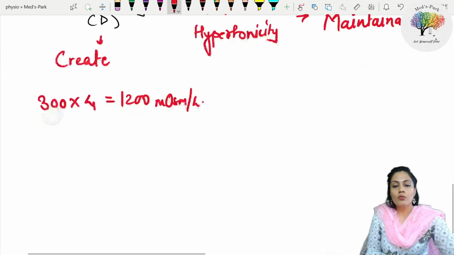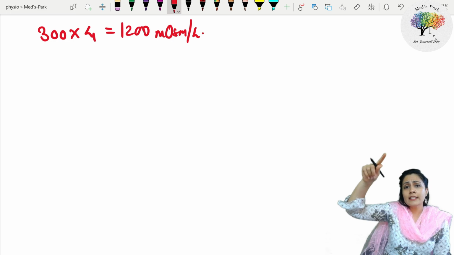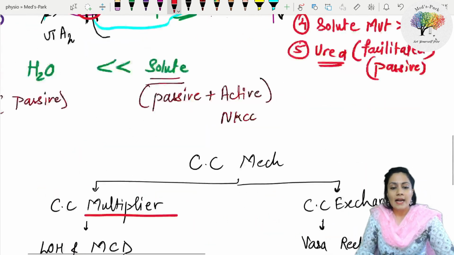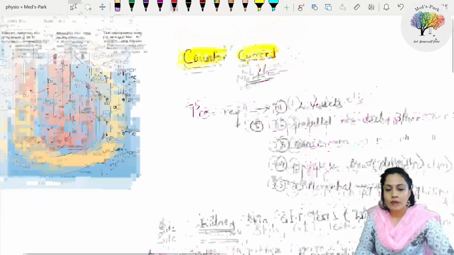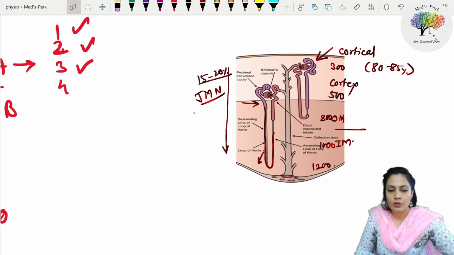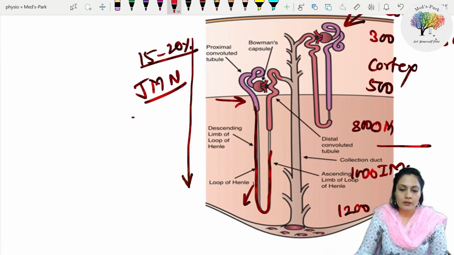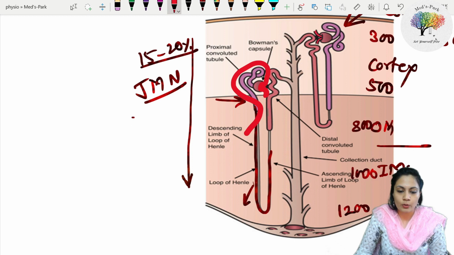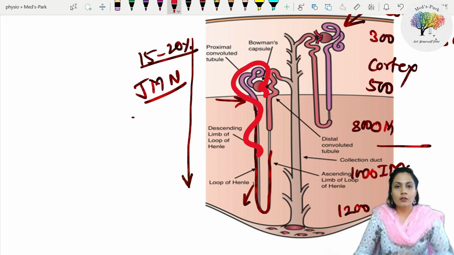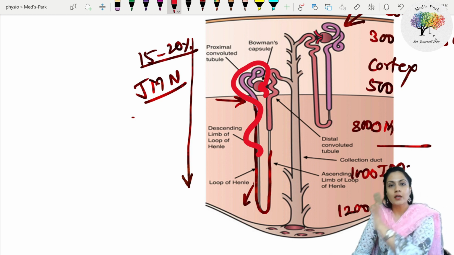Okay, let's move on to the vasa recta. Vasa recta is very simple. Now understand, we saw the juxtamedullary nephrons. When we talk about these types of nephrons, there are peritubular capillaries moving around them. Suppose this is the afferent arteriole, it is going to form the glomerulus, and then the efferent arteriole. The efferent arteriole is going to form peritubular capillaries which surround these tubules, and that's why they are called peritubular capillaries.